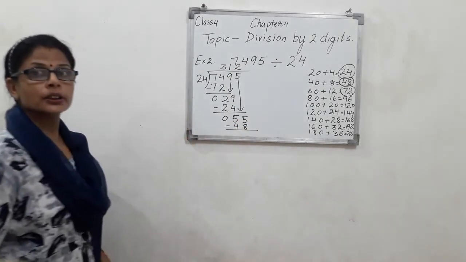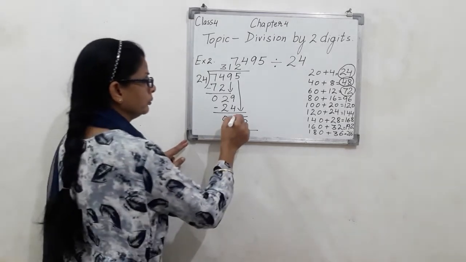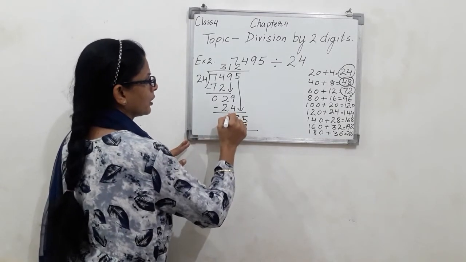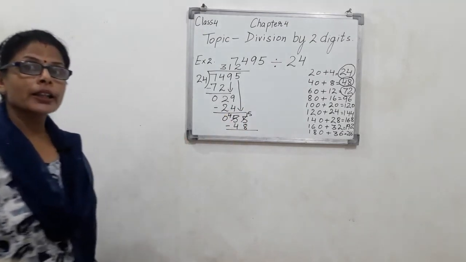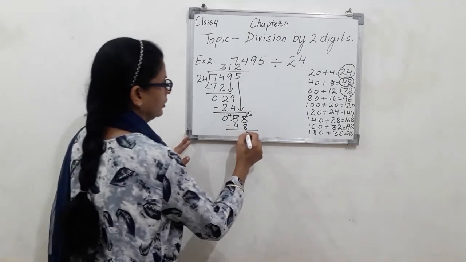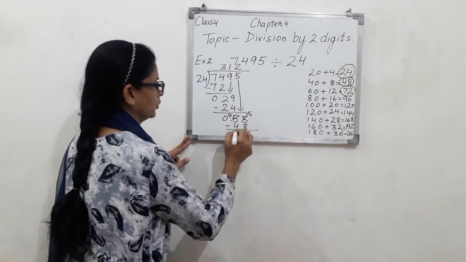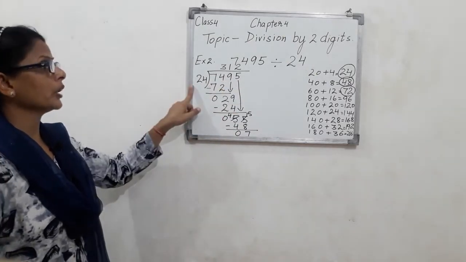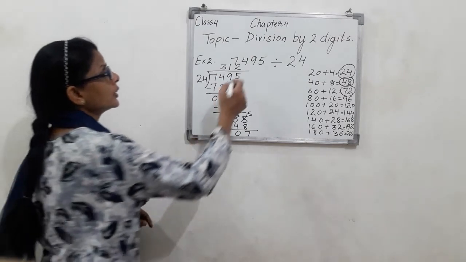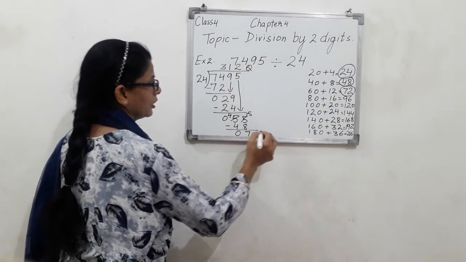Now, minus it. 8 cannot be subtracted from 5. So, we'll borrow from this 5. It will become 4 and this will become 15. 15 minus 8, 7. 4 minus 4, 0. So, when we divide 7495 by 24, the quotient is 312 and the remainder is 7.